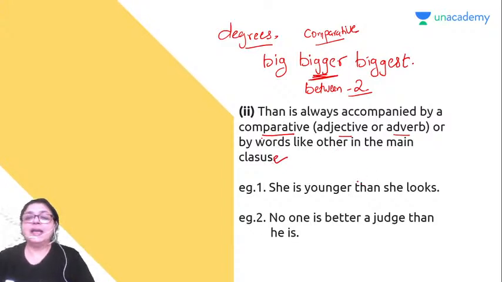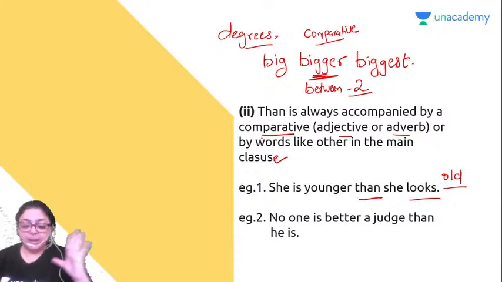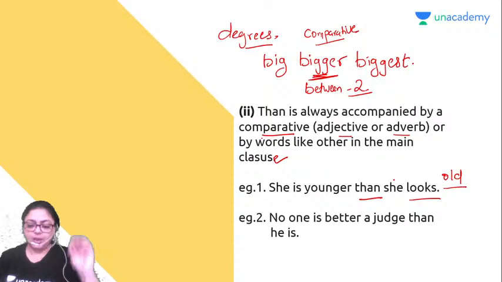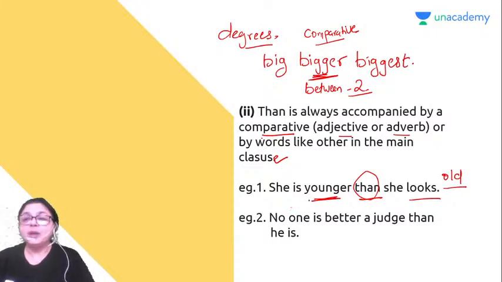Okay, words like other. She is younger than she looks. So what does this mean? She looks what? She looks old. But she is younger than what she looks. Okay, so what are we comparing? Her looks, young and old. What is the comparison done? The word old is not mentioned over here, but it is understood that the comparison is done between her looks of young and old. So than is the word, younger than. Yes, we are using than with a comparative. No one is a better judge than he is.